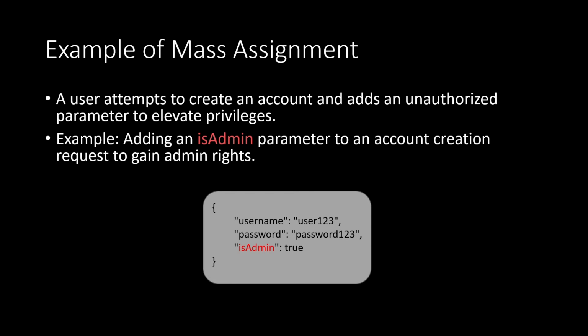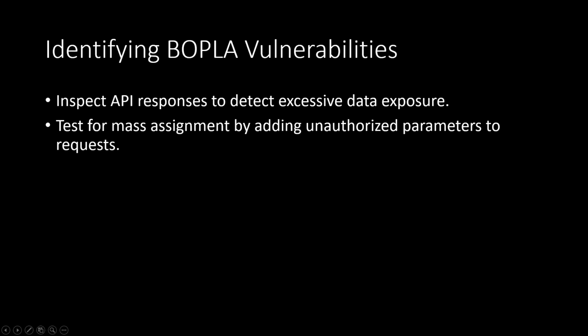Let's look at a sample request. In this example, the user adds the isAdmin parameter to their request. If the API does not properly validate the input, the user could become an admin, leading to a significant security risk. To identify BOPLA vulnerabilities, inspect API responses for excessive data exposure. Test for mass assignment by adding unauthorized parameters to requests and checking if the API accepts and processes them.